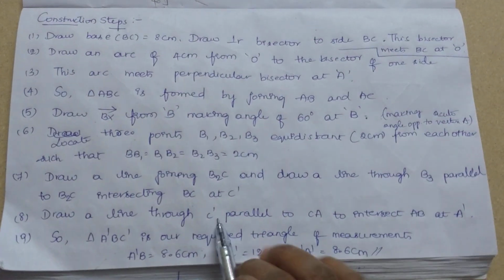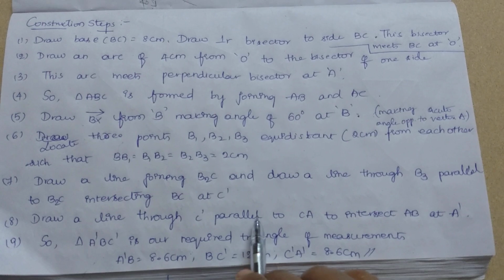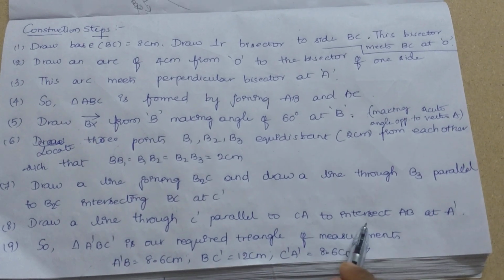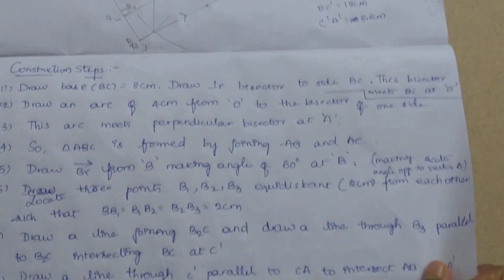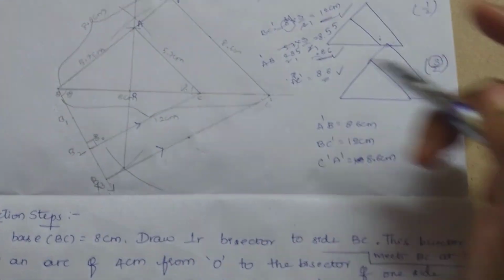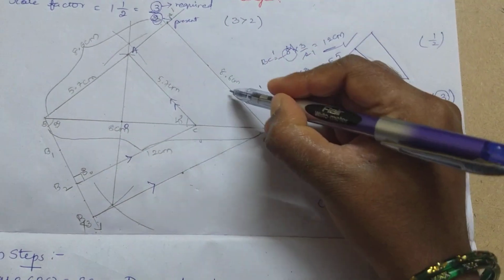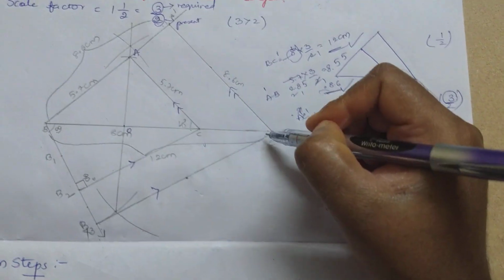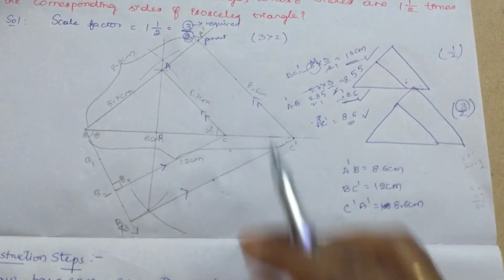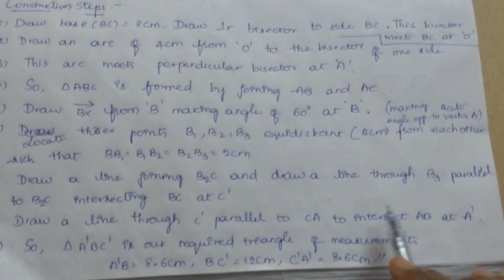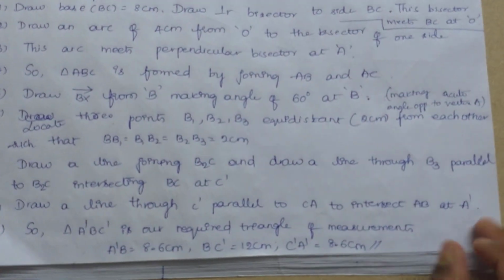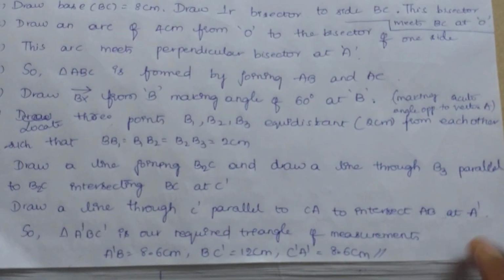Okay. After that, in this next step, draw a line through C dash parallel to CA to intersect AB at A dash. So we have drawn a parallel line to AC such that this line meets AB at A dash, correct? Here also I have written the same thing, AB at A dash.